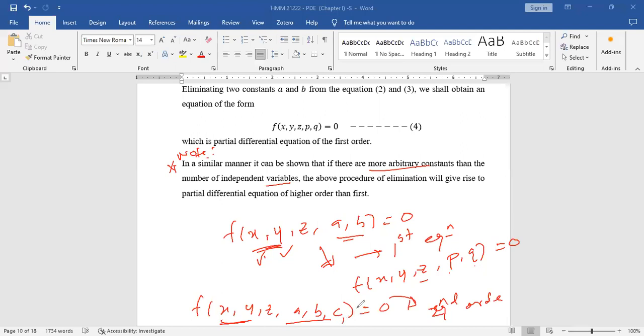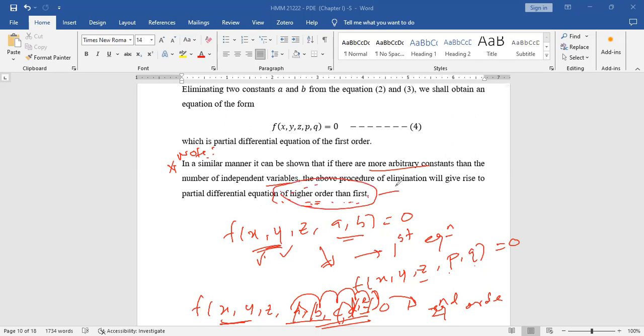Okay, so if you have d or c, e or something, so that if you have more, that's what they say. If you have more arbitrary constants than independent variables, the procedure to eliminate A, B, C, D, you have to eliminate A as well as B as well as C, D, E. No? So you have to again take the derivative only, and you can take those out. So that's what we call, when you are solving those kinds of things, you may form higher orders.